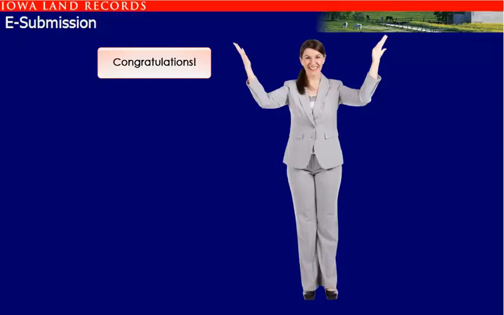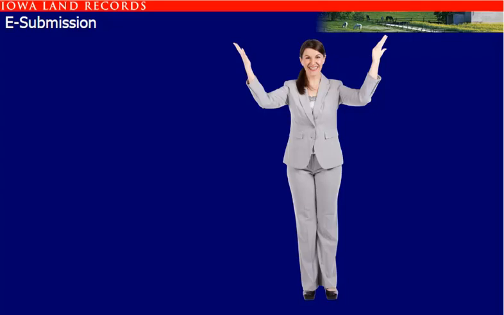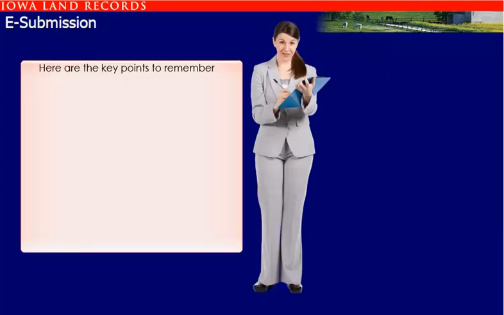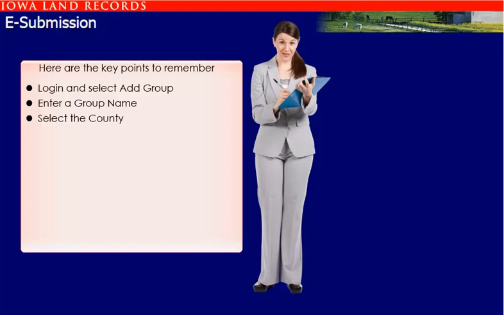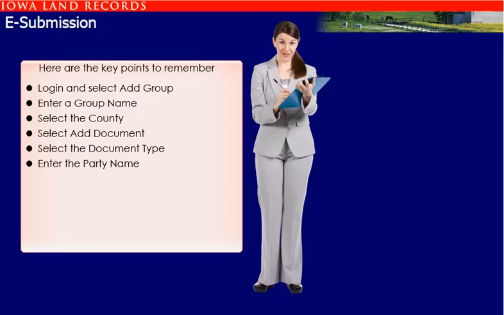Congratulations! You now know how to complete the e-submission short form. Here are some key points to remember. Log into Iowa Land Records and select Add Group. Enter the group name, remember it must be unique. Select a county to submit the group to. Select Add Document. Use the drop-down to select the document type. Enter the party name. Browse for and attach the document.